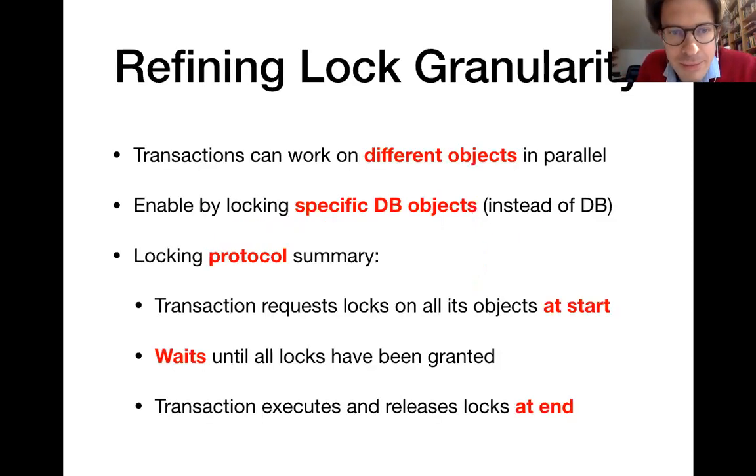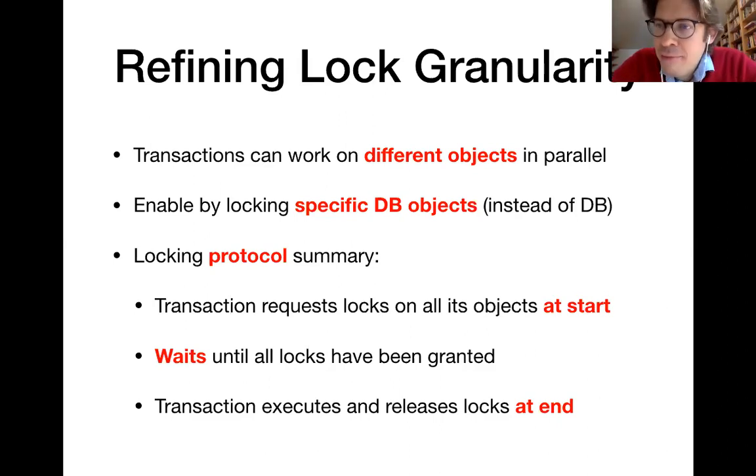Let's refine it. A first refinement uses the observation that there are many objects in a database, and what are the chances that two transactions want to access exactly the same object? So we should refine our locks to refer not to the entire database as a whole, but rather to specific objects in the database. Those objects could have different granularities. It depends on the implementation. For instance, we could say that one row in a table is an object.